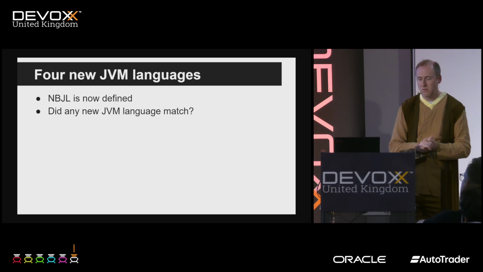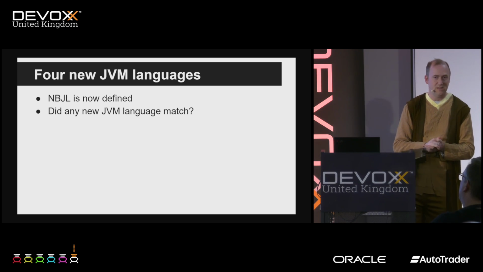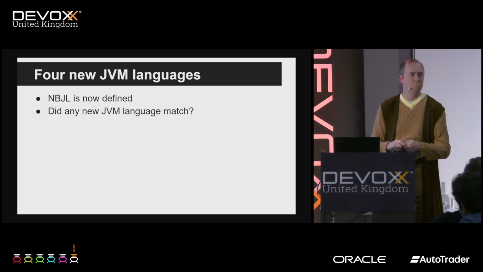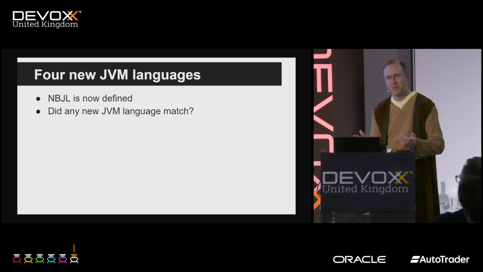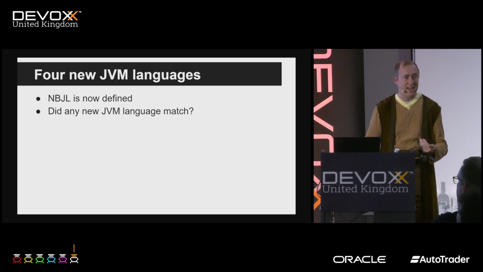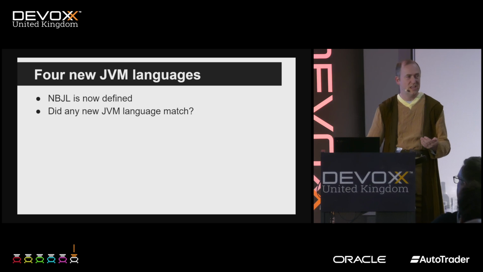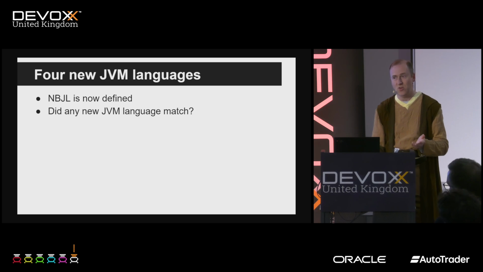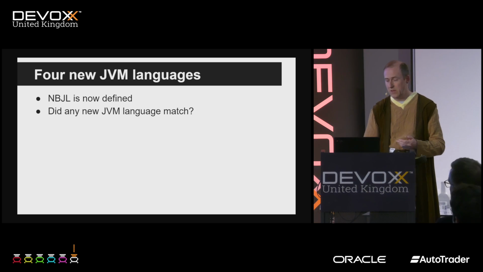So, 4 new JVM languages that I evaluated at the time. This was a conference talk, with limited time to do proper evaluations. So did any of these JVM languages match the description I've just given of a reasonable outline of what a big JVM language would look like, one that would appeal to that gigantic yellow group?